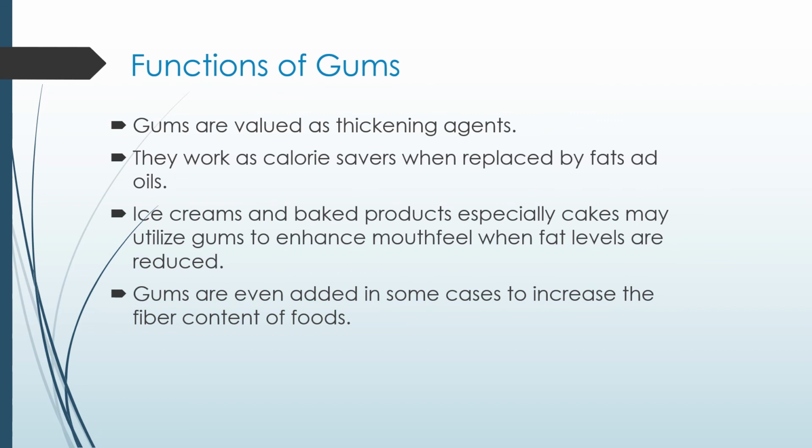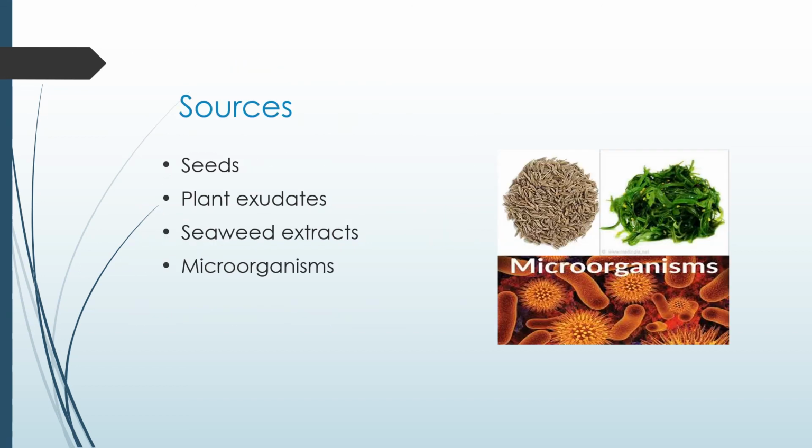What are the functions of gums? They are valued as thickening agents. They work as calorie savers when replacing fats and oils. How? Because they provide mouthfulness to the food, especially in ice creams and baked products. Easily इसको in replacement of fats and oils use किया जाता है. Gums are even added in some cases to increase the fiber content of the food, as it has the quality of insoluble fiber. These are the sources of gums.